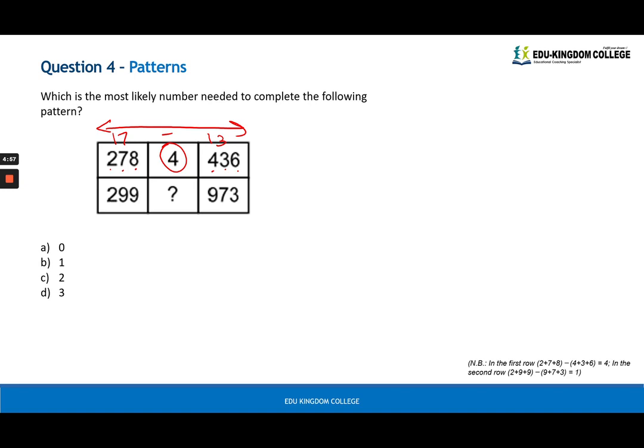So let's try this one, 299. 9 plus 9 is 18, plus 2 is 20. 9 plus 7 is 16, plus 3 is 19. You minus and you get 1 whole. Option B.